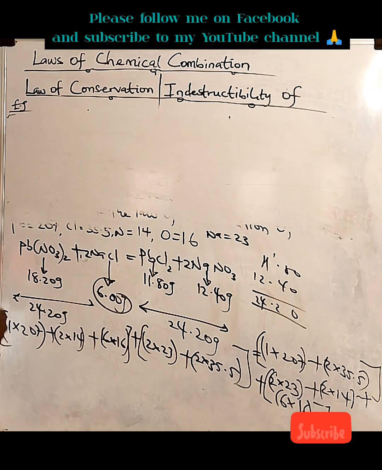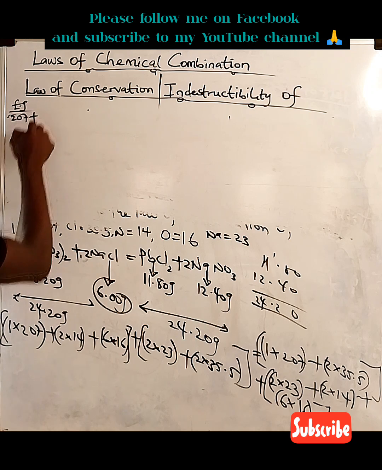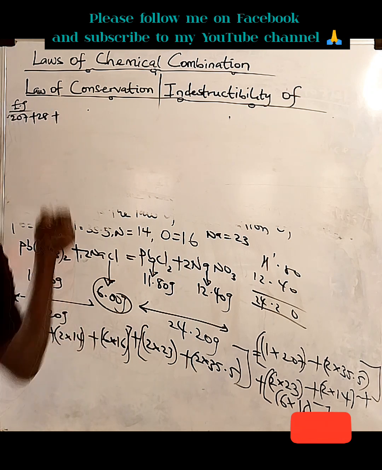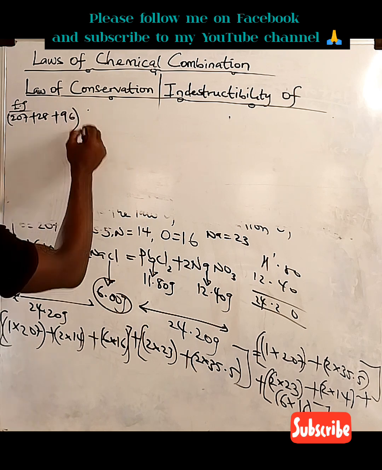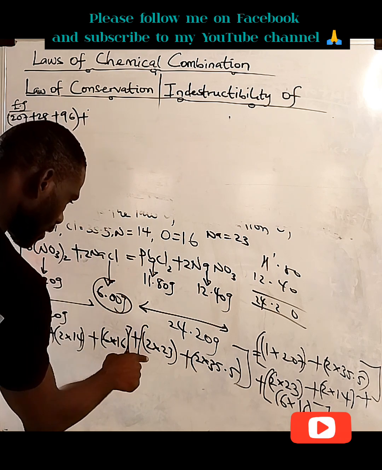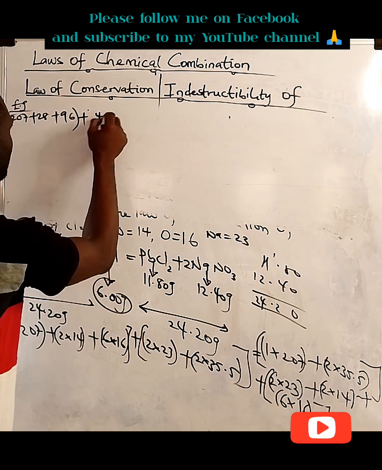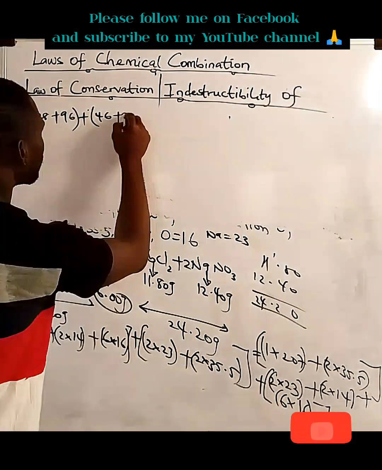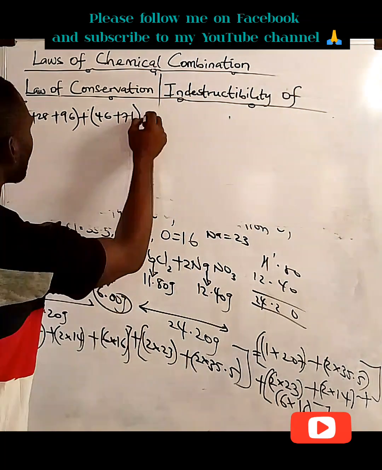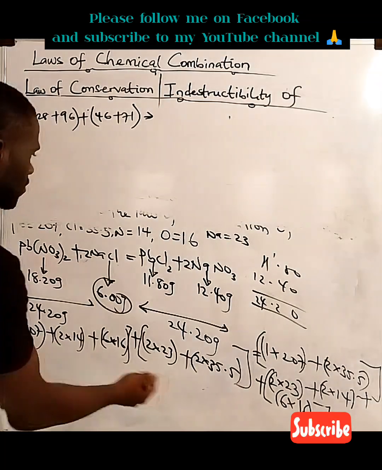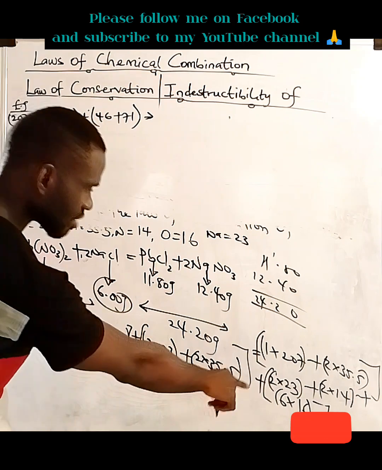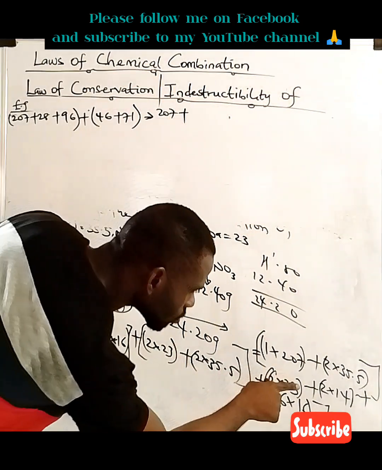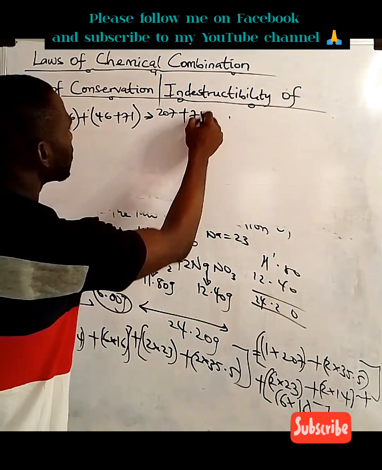So 1 times 207 is 207 plus 2 times 14 is 28 plus 6 times 16 is 96. Then plus, what do we have then? 2 times 23 is 46 plus 2 times 35.5 will give us 71. We're done with the reactant. Then let's work on the product. 1 times 207 is 207 plus 2 times 35.5 is 71.